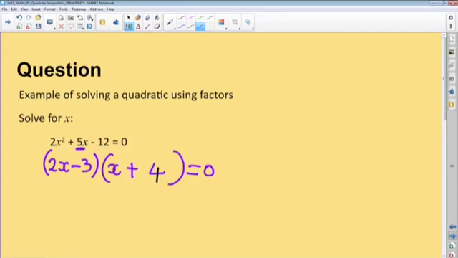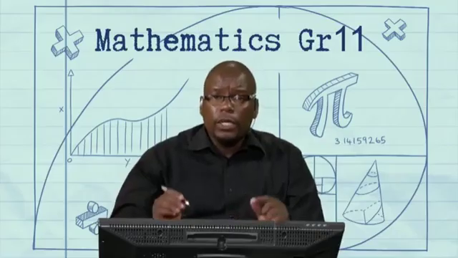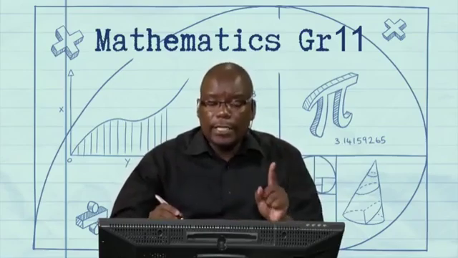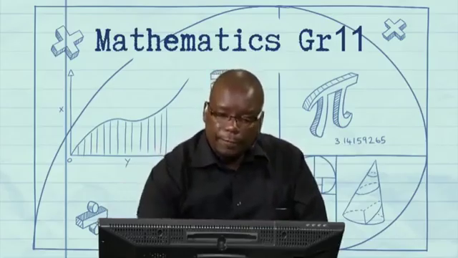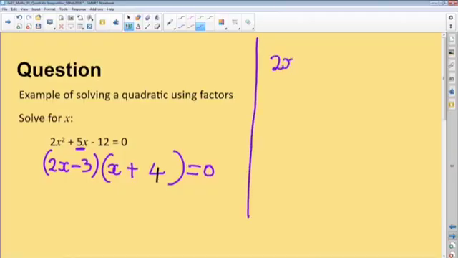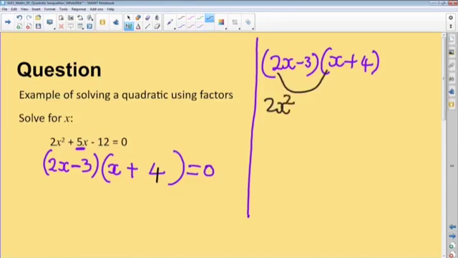But guys, please make sure when you have factorized, you work it out and see if it gives you back the original equation. With this one that I've worked out, you've got 2x minus 3 bracket x plus 4. Let's multiply out. 2x by x is 2x squared, and then plus 4 times 2x, that's plus 8x. Your middle term will be minus 3x, and the last term is minus 12.